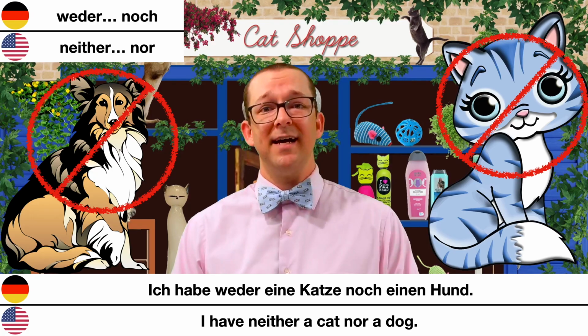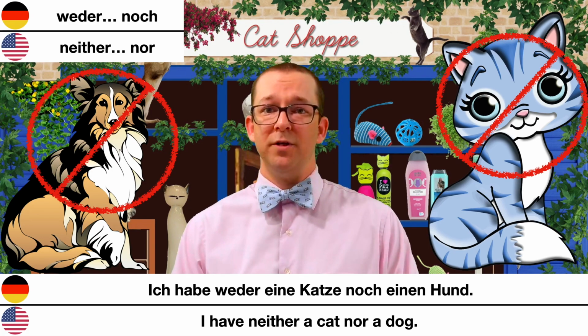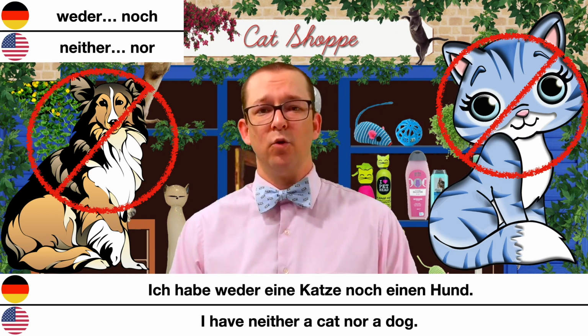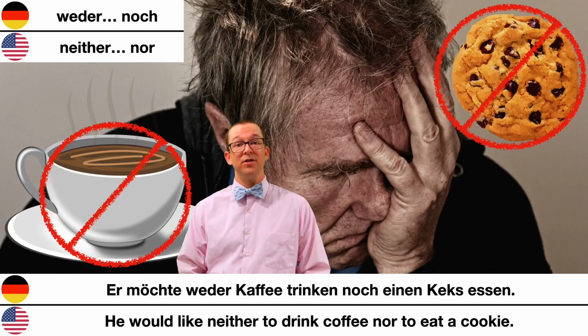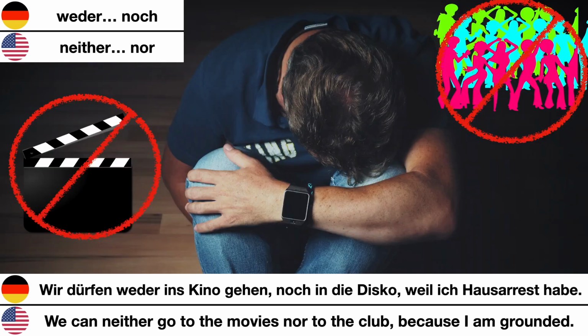Ich habe weder eine Katze noch einen Hund. I have neither a cat nor a dog. Er möchte weder Kaffee trinken noch einen Keks essen. He would like neither to drink coffee nor to eat a cookie. Wir dürfen weder ins Kino gehen noch in die Disco, weil ich Hausarrest habe. We can neither go to the movies nor to the club because I am grounded.